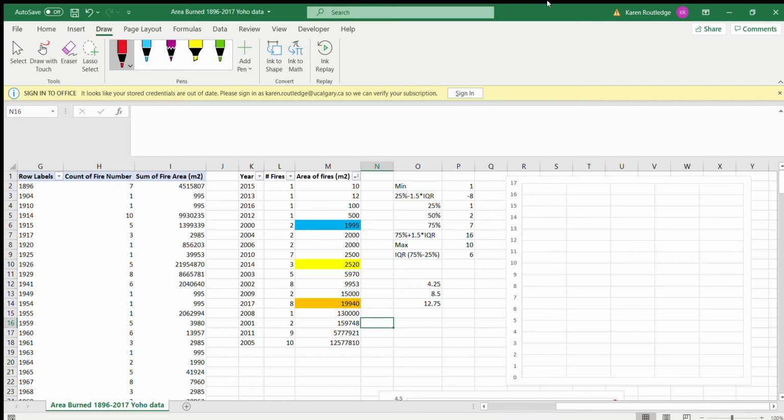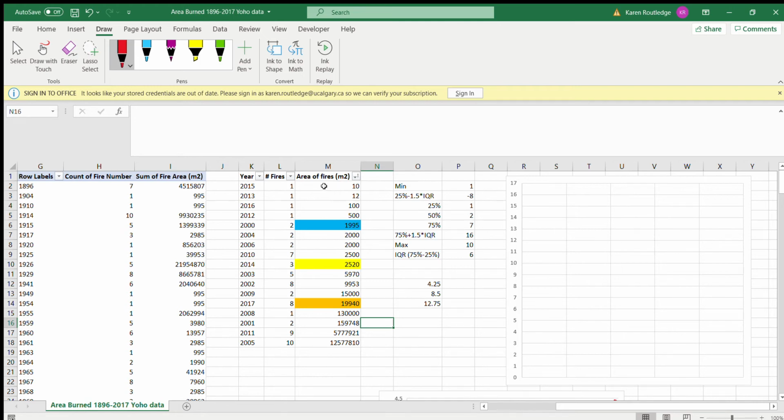This video is going to primarily focus on box plots, otherwise known as box and whisker plots. Previously, we looked at histograms of the area of fires. For the box plot, we're not going to do that, really just because the box plot would be so squished it would be nearly impossible to interpret.